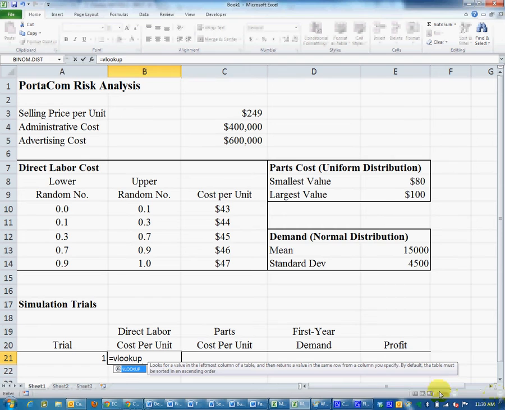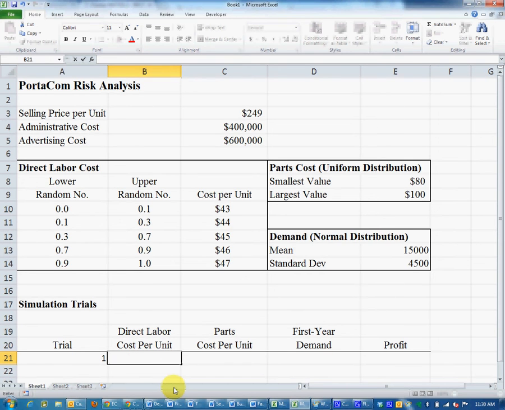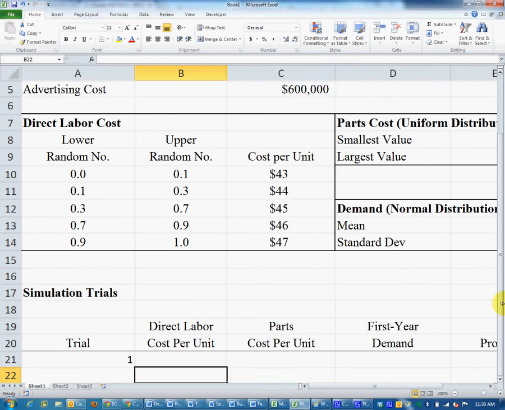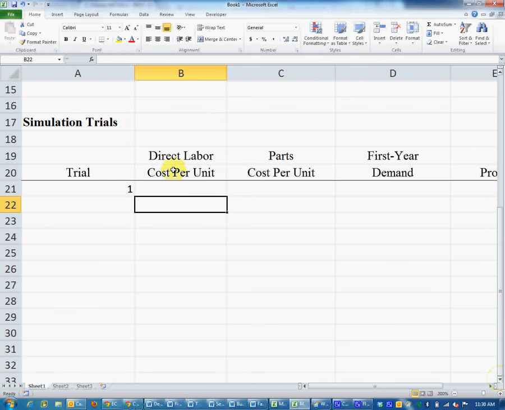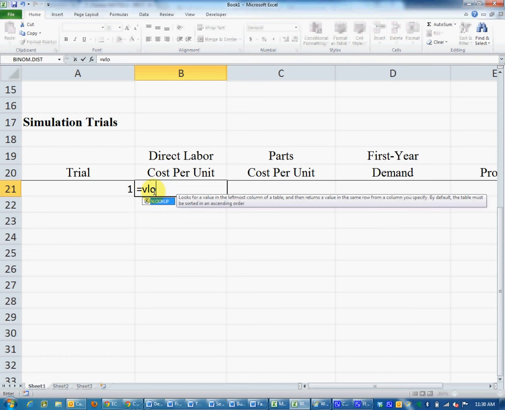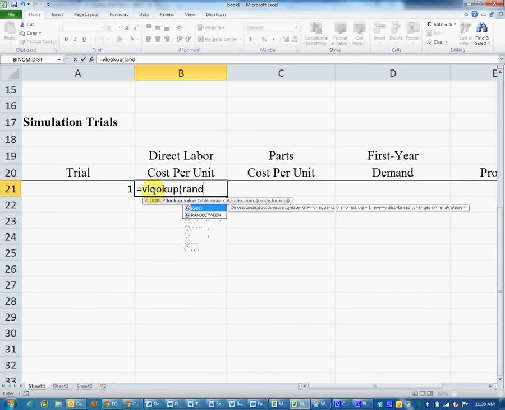It won't let me make it bigger once I'm just typing. I need to make this bigger so everyone can see it. Okay, this should be easier. Equals VLOOKUP, open, RAND, remember from the other day, random number, open, close, comma, $A$10, colon, $C$14, comma 3, close.